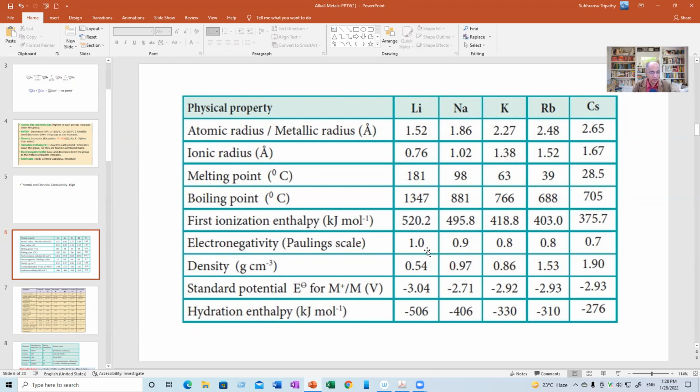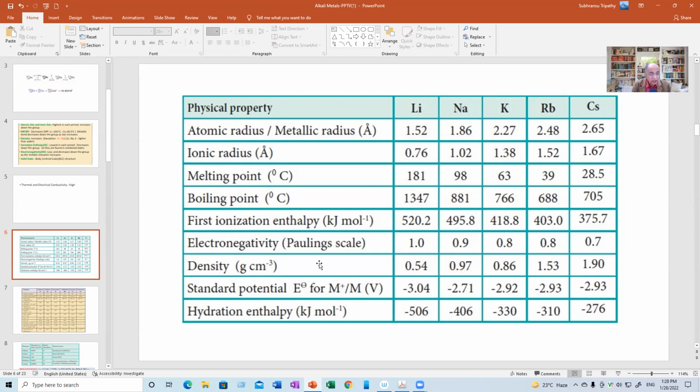Electronegativity, they are 1 and less. Lithium is 1 and goes on decreasing. Density goes on increasing. Only thing, potassium is a bit lighter than sodium. This you have to remember. And these three, lithium, potassium, sodium, they are lighter than water. They are lighter than water, but they don't remain friends with water. If you put them in water, they will react immediately. But I'm saying they are lighter than water.